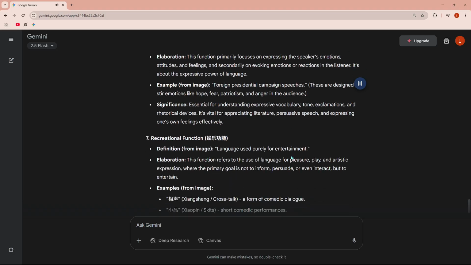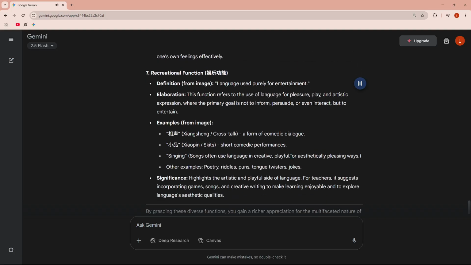7. Recreational function, Yu Le Gong Nen. Definition, from image, language used purely for entertainment. Elaboration. This function refers to the use of language for pleasure, play, and artistic expression, where the primary goal is not to inform, persuade, or even interact, but to entertain. Examples, from image. Xiangsheng, cross-talk, a form of comedic dialogue.